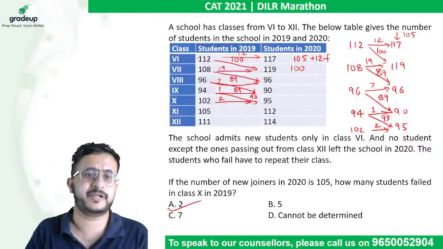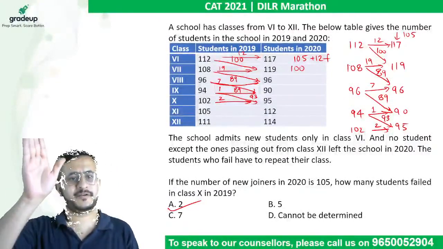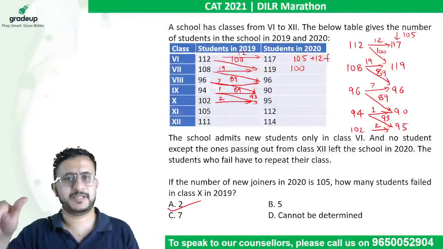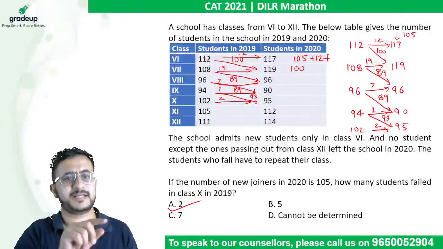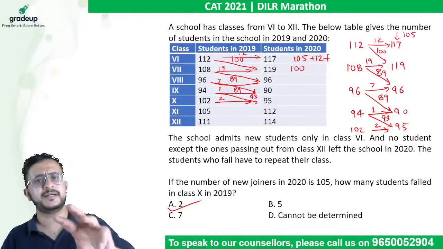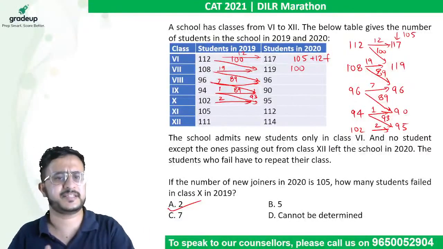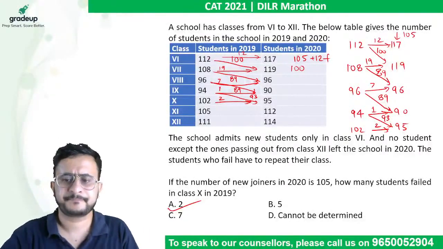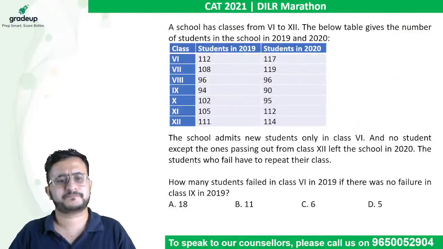Okay, this will be the movement of students. So either they will come from, I mean they will be the pass outs of the previous class plus the failures of that current class. We did the same in the previous question as well. We had to calculate this for class 6 to 10. Okay, let's look at the next question.